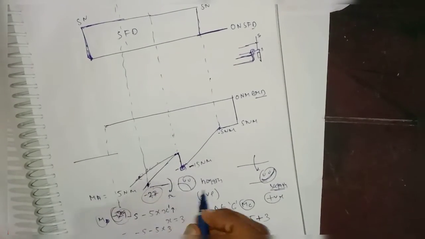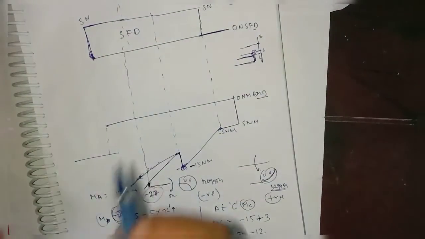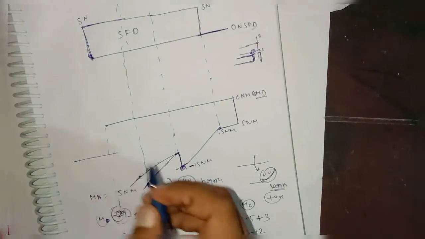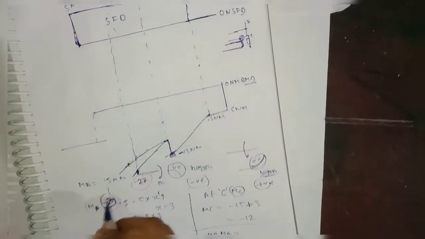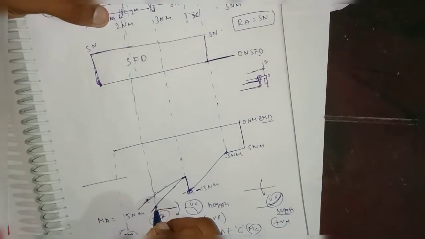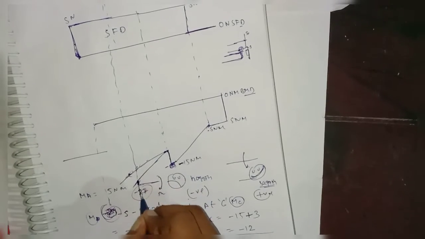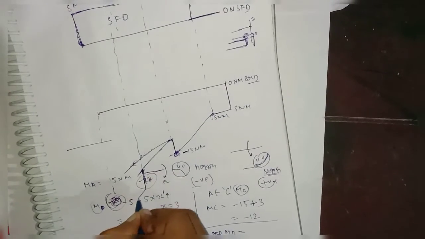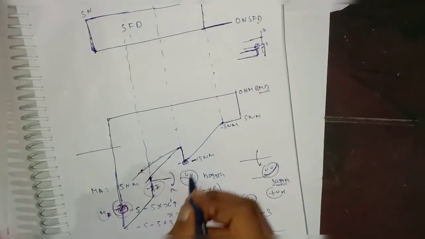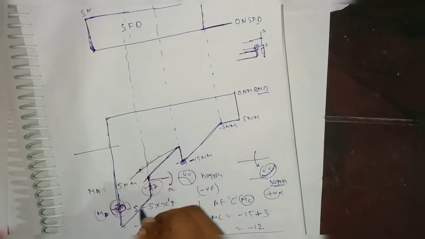And in which variation, at this point you will suddenly jump, like see, this is 2 Newton, right? This is 2 Newton, this is 27. Due to this it will suddenly jump, so it will increase like this, and then we have to draw, then it will come like this. So this is your moment diagram for this.